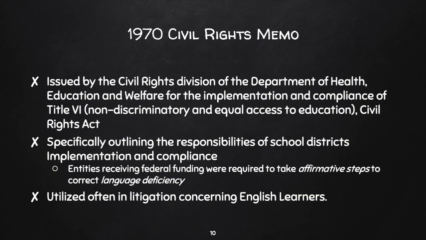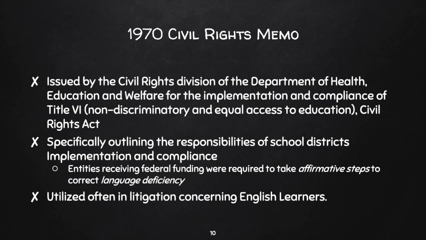So in 1970, 6 years after the original passing of the Civil Rights Act, there was a civil rights memo drafted and issued. This was issued by the Civil Rights Division of the Department of Health, Education, and Welfare for the implementation and compliance of Title VI, which is non-discriminatory and equal access to education. So Title VII targeted non-discriminatory actions in public facilities. Title VI specifically addressed equal access to education and non-discriminatory acts in education and public education.